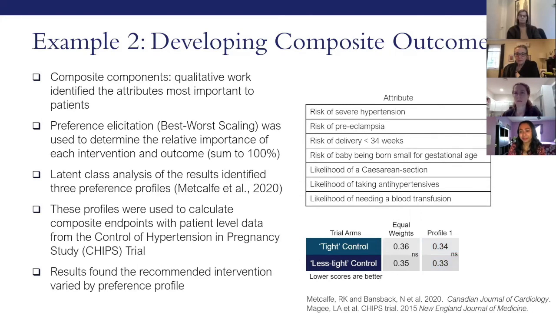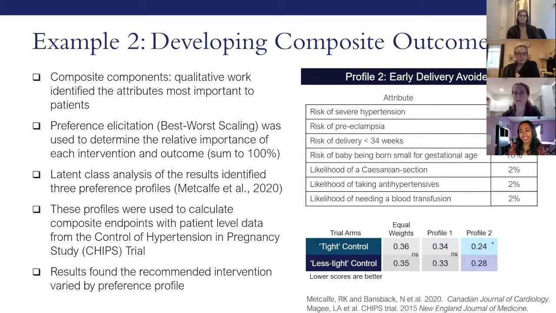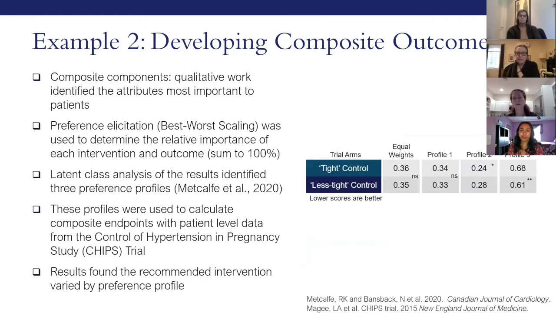But if you go into the next group, gosh, there's lots of things going on here. This profile actually found that tight control was preferred in their preferences, which is one of the treatments. But if you go on to the last profile, this is people who were avoiders of medication. You actually found that less tight control was the optimal treatment for them. So the same trial had very different results based on the preferences of those included. That's just another example of how preferences can matter in the interpretation of a trial.